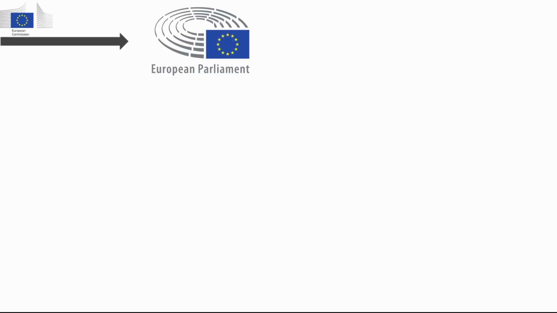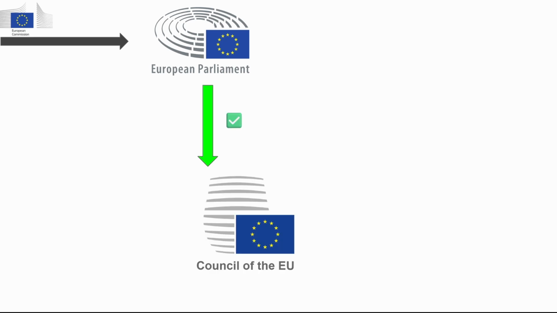And to visualize this a bit better, I've made this. So the Commission initiates the law, sends it to the Parliament, and the Parliament can approve the law, and then the Council can approve the law, and then it's a passed law. And so this is the easiest and fastest route for the EU to make a law. The Commission initiates, the Parliament approves, and the Council approves, and then we have a new law.